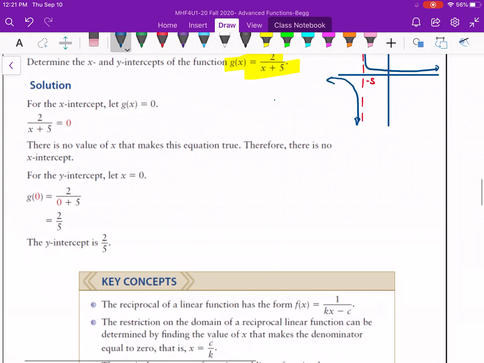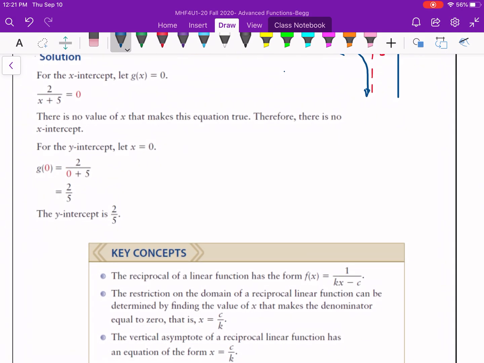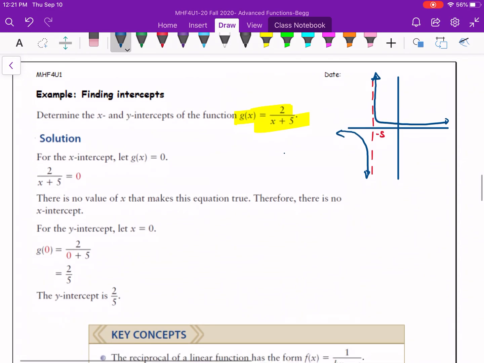Okay, no problem. For the y-intercept, we simply let x equal 0. Any y-intercept is going to have an x value of 0, so we put 0 into the function. We get 2 over 0 plus 5. The y-intercept is at 2/5. Okay? So that would correspond to this point right here in the graph.